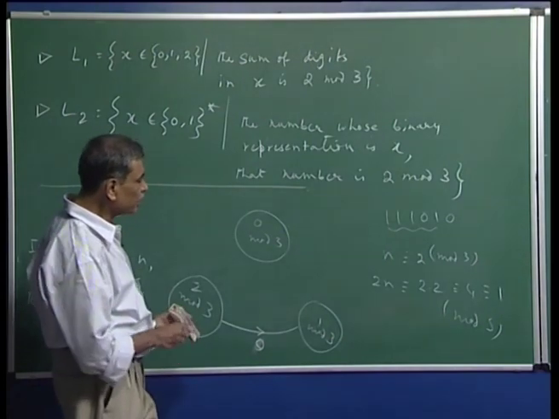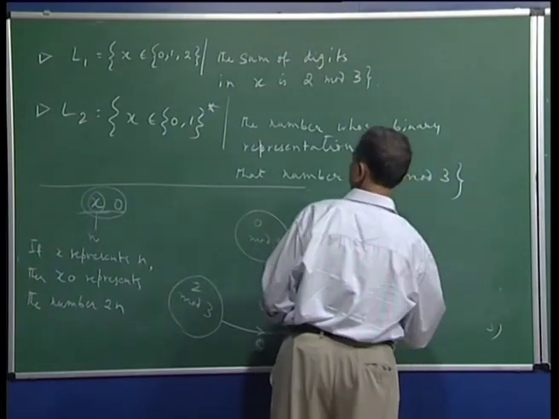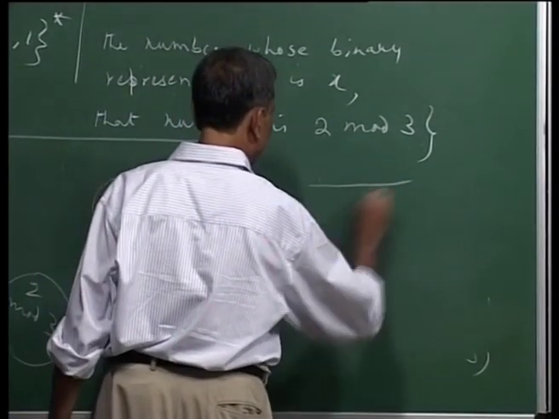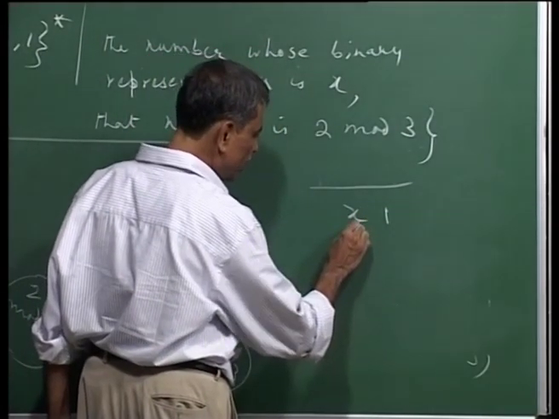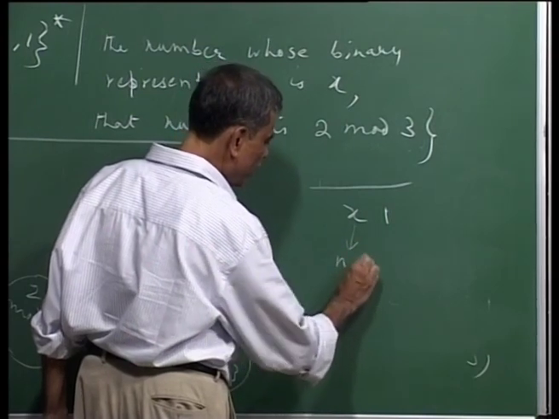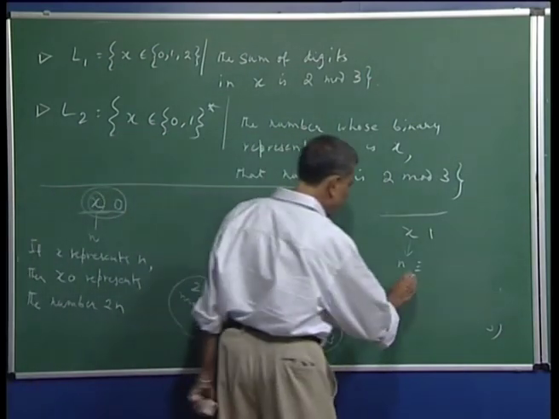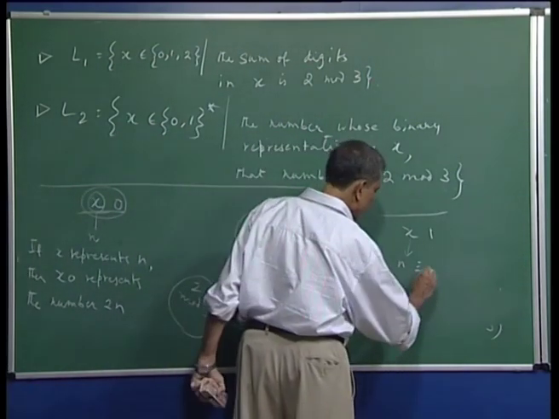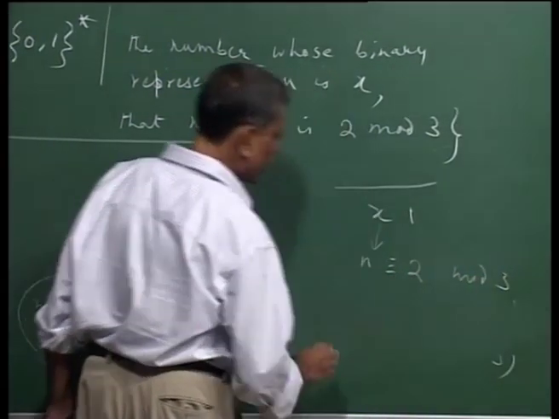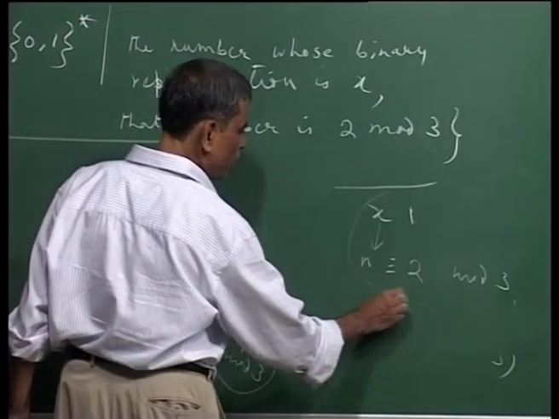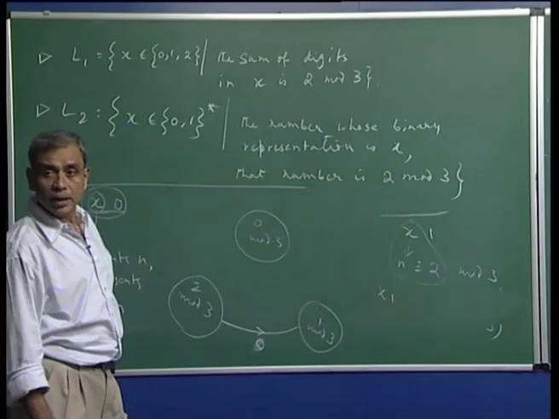And if a 1 comes, again argue the same way. So basically you had seen x and now a 1 came. Suppose that x represented the number n, which took the machine to this state, and therefore, since it is here, this n is 2 mod 3. So, this is about x. What is the number represented by the string x1?